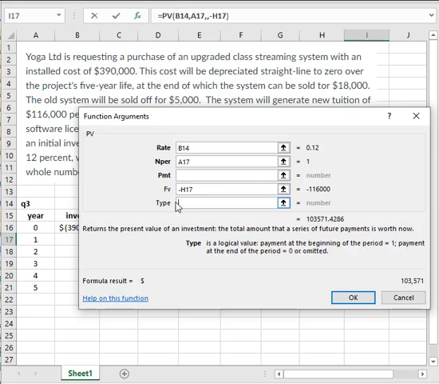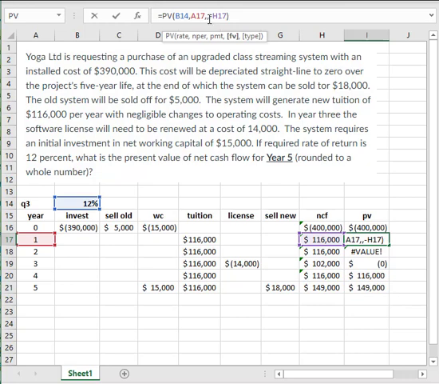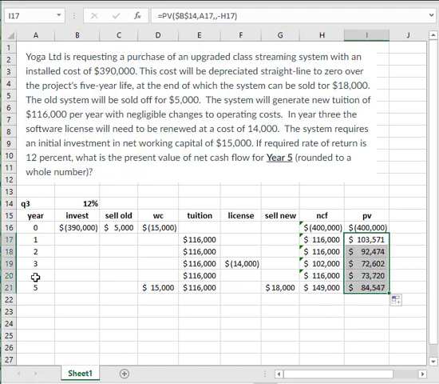Type, if left blank or 0, it's the end of the period, which is the assumption we're going to use in this chapter. So we just hit OK. And then we should be able to pull it down if I've done a good job, which apparently I haven't. Let's see here. I've got to anchor the interest rate. Or I can do it 5 times and type that interest rate in. Okay, and what they wanted was the present value in year 5. Let me know if you have a question.